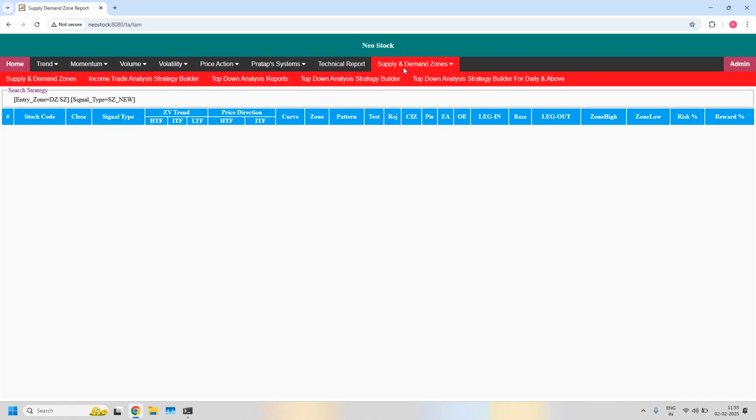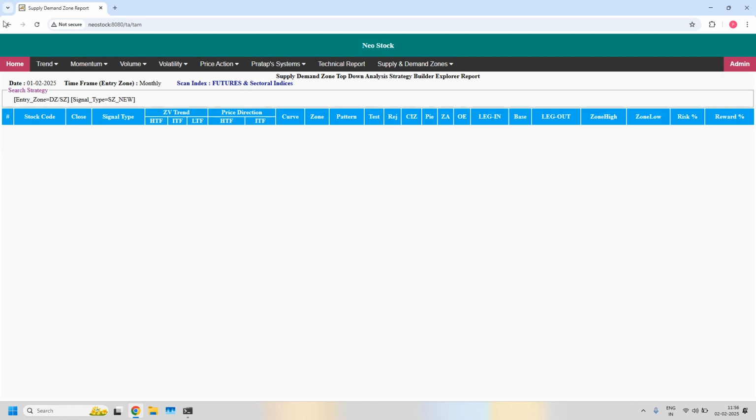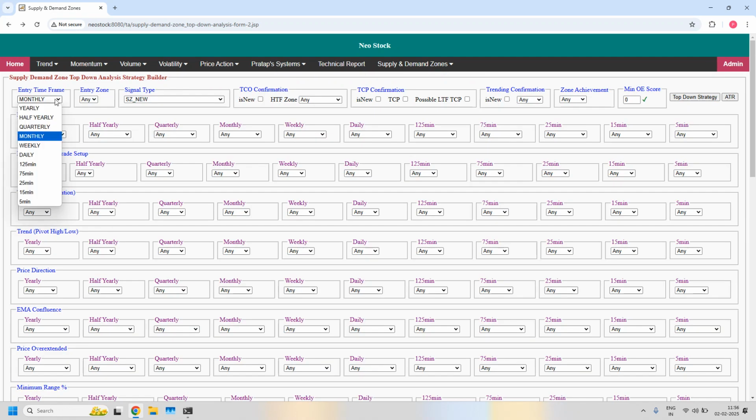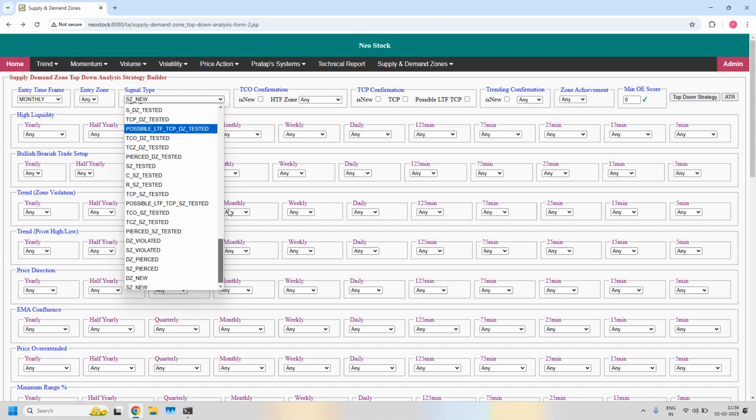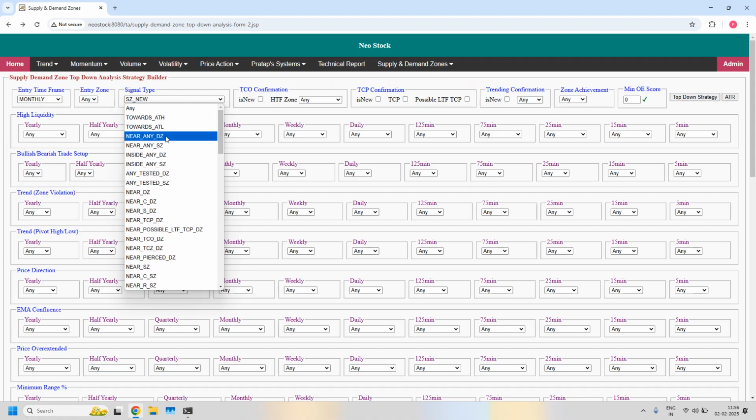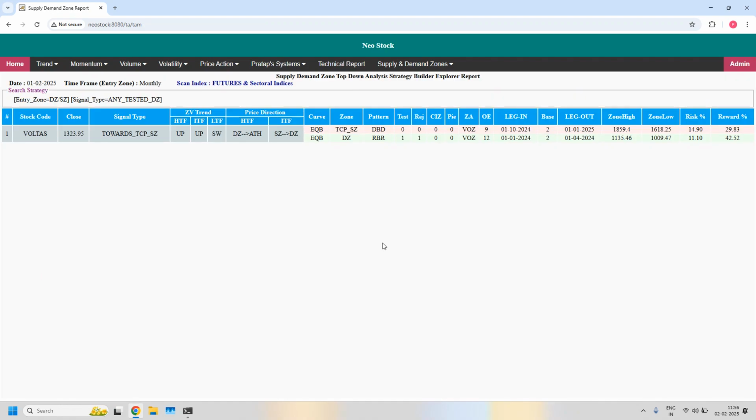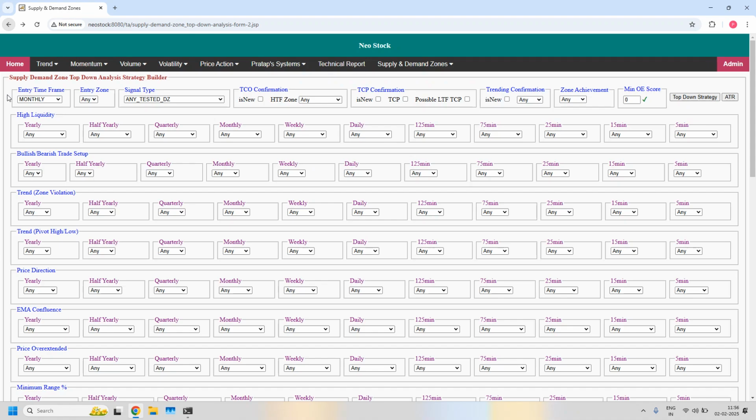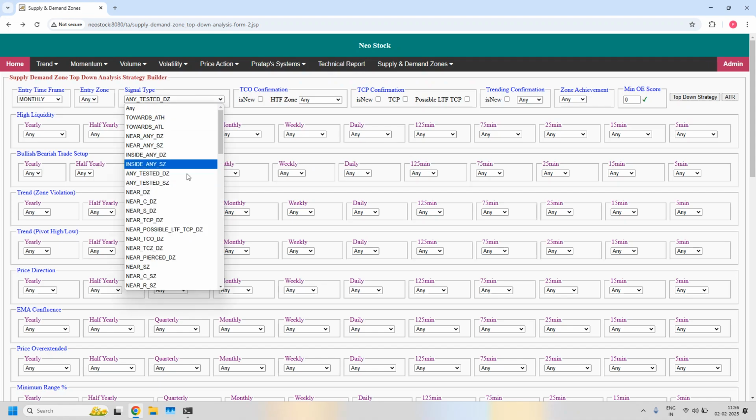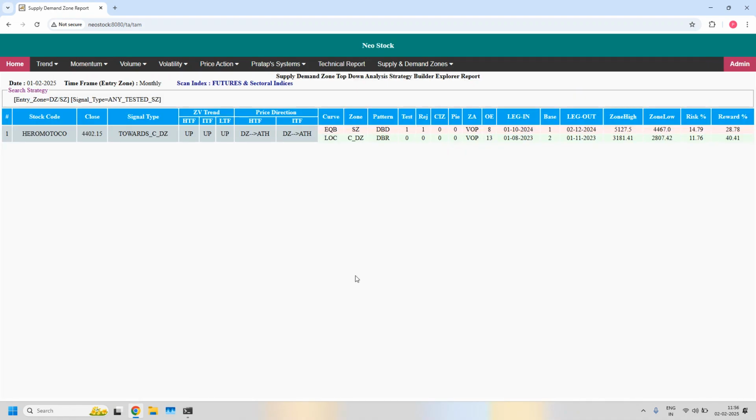Any tested monthly demand zones, you may get a big list. Let's verify. Monthly time frame. How many monthly demand zones tested? One monthly demand zone is tested. Similarly, we will look into tested monthly supply zones. One is tested supply zone.